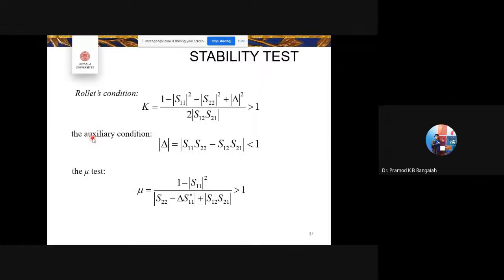And we have some conditions like the Rollett condition, K, which should be greater than 1, auxiliary conditions like delta, which should be less than 1, and geometric stability conditions that should be greater than 1. So these are the stability tests that have to be conducted for our circuits.